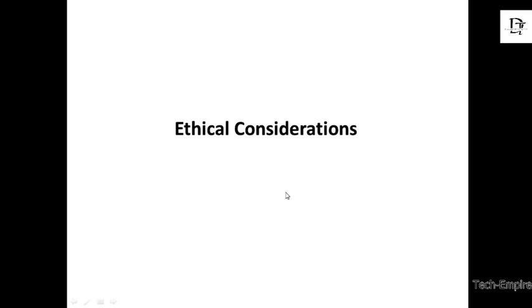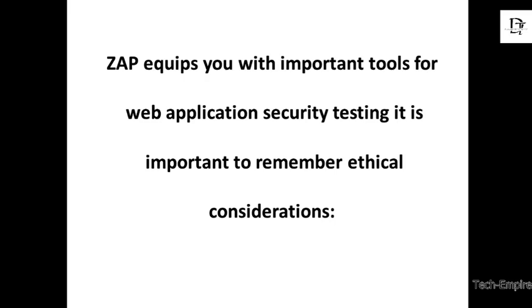Now, as an ethical hacker, what are the things we need to consider? We need to consider a lot of things. ZAP equips us with important tools for web application security testing, and it is important to remember some important things to follow as an ethical hacker, so that you will not lose your license if you are licensed, and your image will not be tarnished.